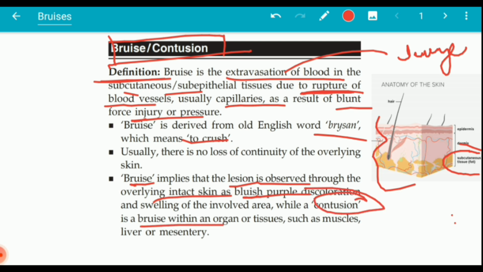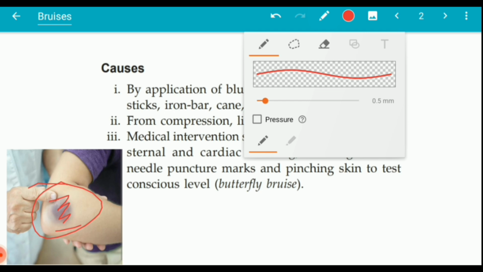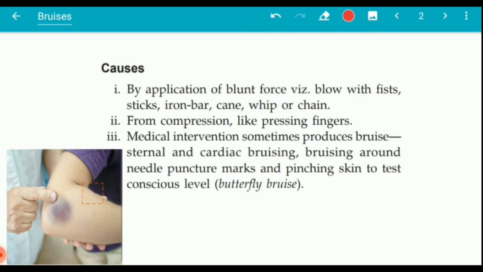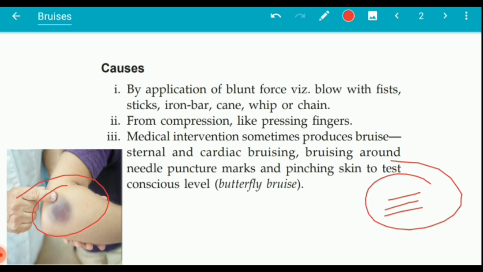The only difference is that it is caused on an organ or tissue, be it your muscle, your liver, or any other viscera. There is no loss of continuity in the overlying skin. As you can see in this diagram, do you see any disturbance in the continuity of skin? No. There is nothing like what happens in other types of injury, like abrasion. There is disturbance in the continuity of skin. Of course there are some scratches, so the continuity of the skin has been broken. While in the case of a puncture wound, in stabbing, there is a lot of disturbance caused in the continuity of skin, but nothing as such happens in bruises.